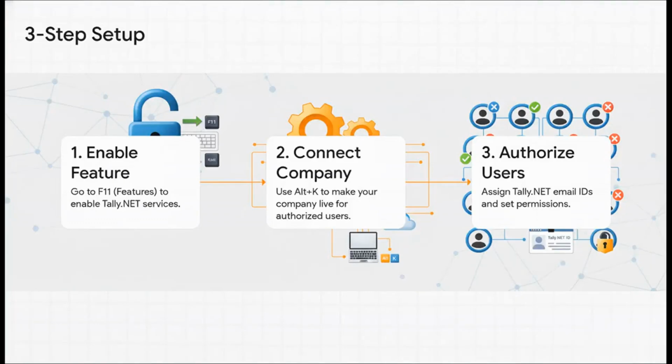And you know what's great? Setting it up is so simple. It's really just 3 quick steps. First, you just enable a feature in F11. Second, you connect your company. A quick Alt-K does the trick. And third, and this is the really important security part, you authorize who can get in using their TallyNet ID. That way you know only the right people have access.